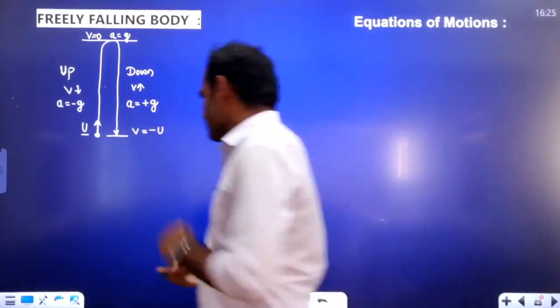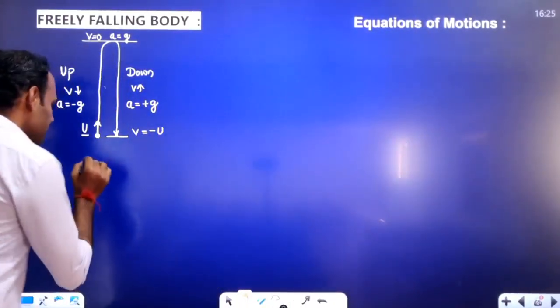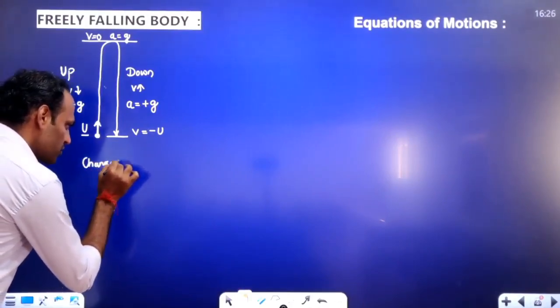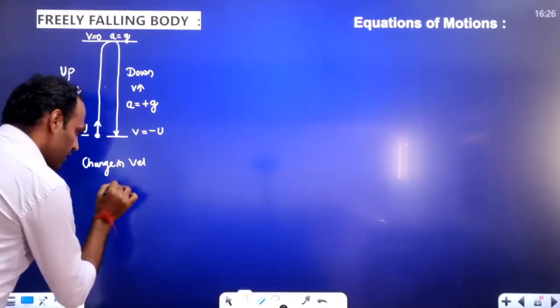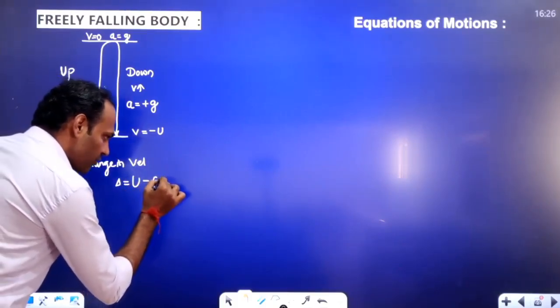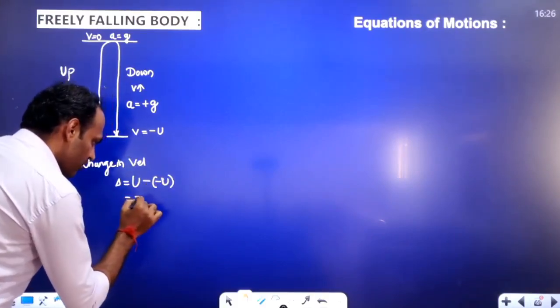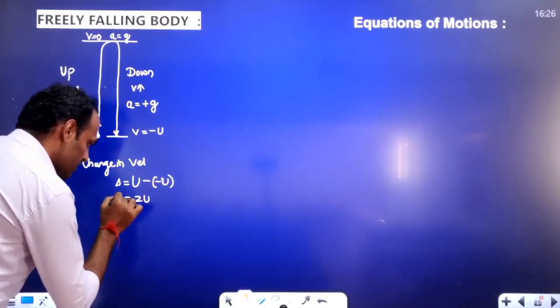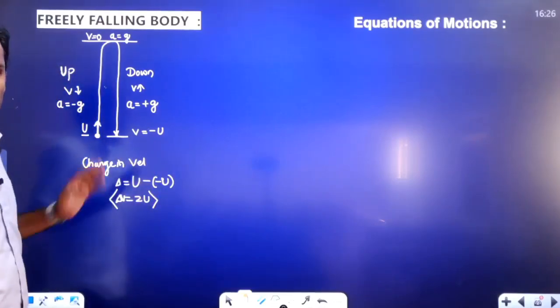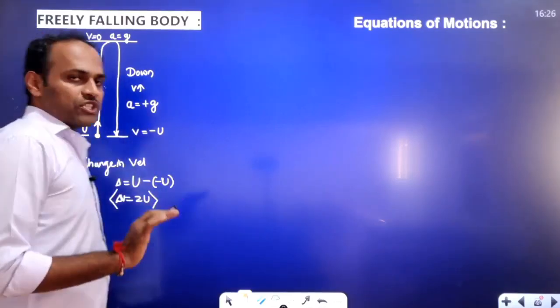Clear? Okay. How much will be the change in velocity throughout this journey? The change in velocity throughout the journey will be equal to initial velocity minus final velocity, right? So it will be 2u. This much is the change in velocity. So the change in velocity in this case is 2u. Okay, next, equations of motion.